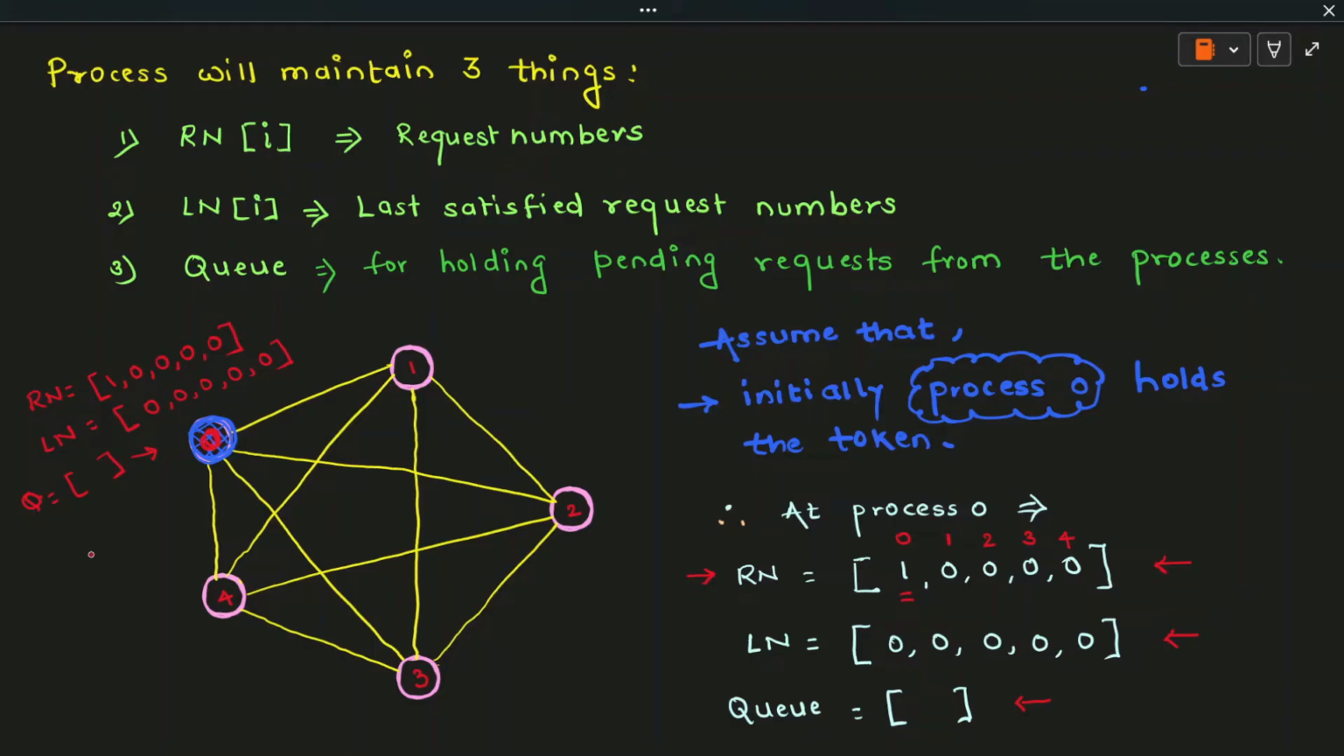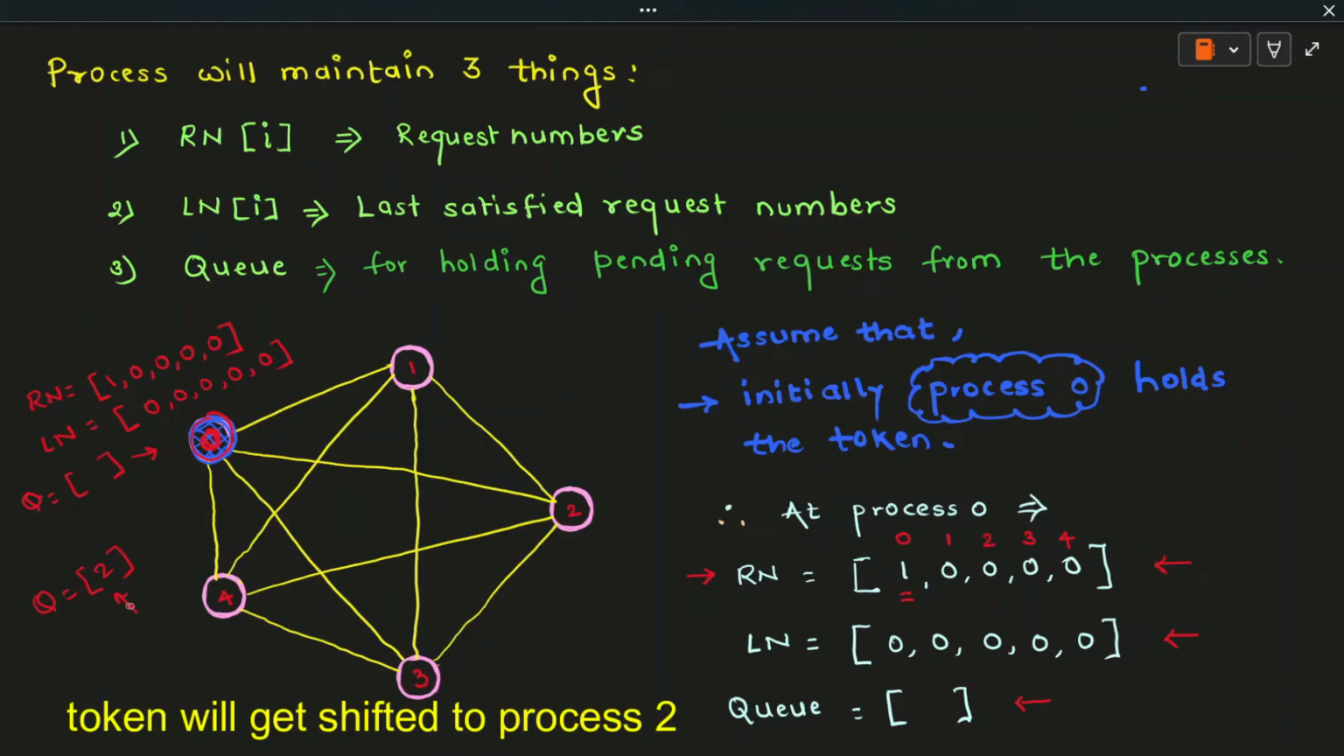Now, consider that process 0 has executed in the critical section and it wants to come out of the critical section once the execution is over. So in that case, whatever request is at the front of the queue will be popped out and then the token will be given to that particular process. Suppose process 2 has requested the token, then the queue will contain the value of 2. Once process 0 completes its execution in the critical section, then the topmost request from the queue will be popped out and then the token will be shifted to that process.